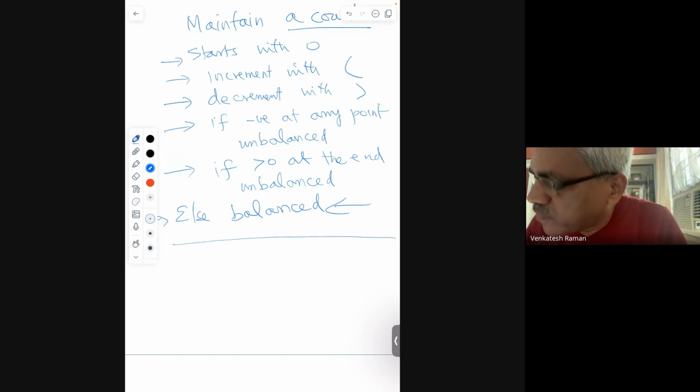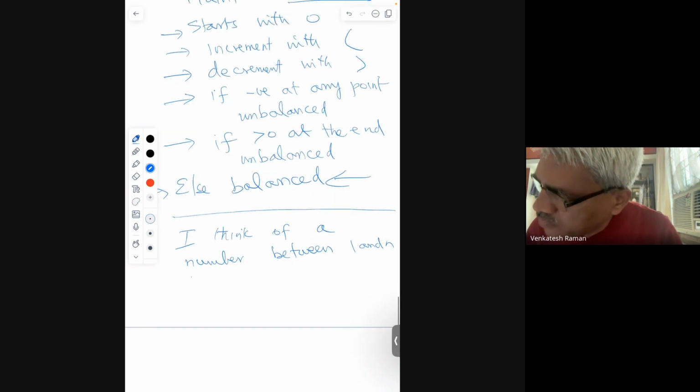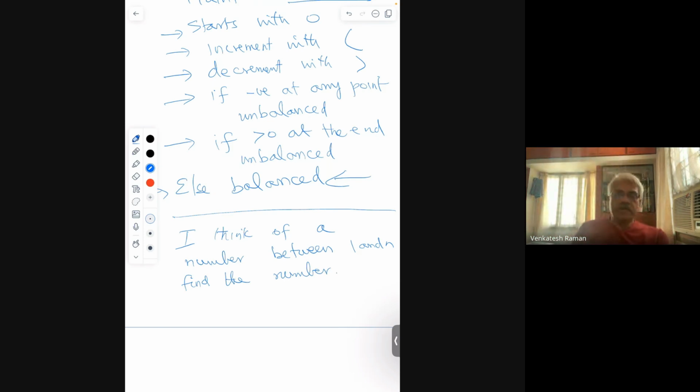So I'll leave you with one other exercise to think about. Here's something you should know. So if I think of a number between 1 and n, it's all variations of binary search. And you have to find the number by asking me questions. Okay. So how many questions? The goal is to minimize the number of questions, and how many questions do you need, and how would you ask?